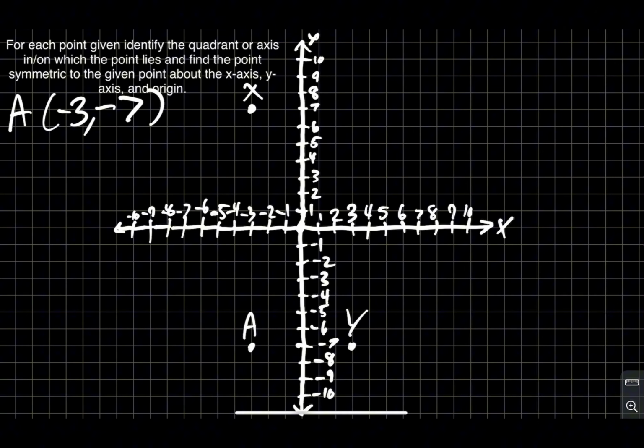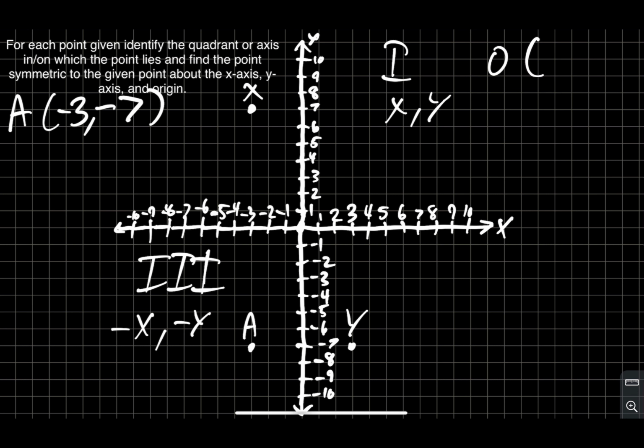Now, if we want to find a point symmetric to A about the origin, we need to go to the quadrant that's diagonal to the one we're in right now. So basically we want to move to the right and go up, or move to the left and go down, and vice versa. So we want to go from quadrant 3 and move across to quadrant 1. So if we want to do that, we have to change both signs. So we're in the negative x, negative y area, and we want to go to the positive x, positive y area. So what we need to do is drop all our negative signs for our x and y value.